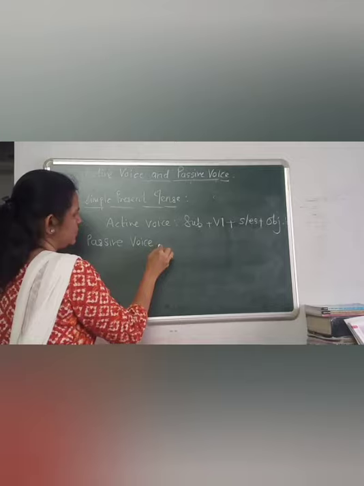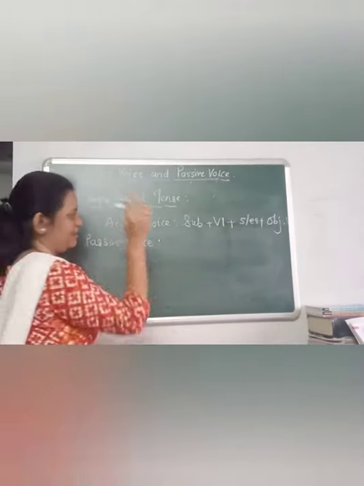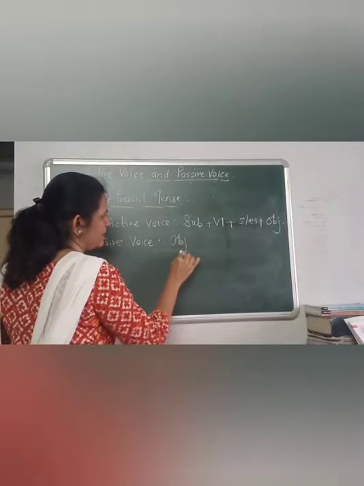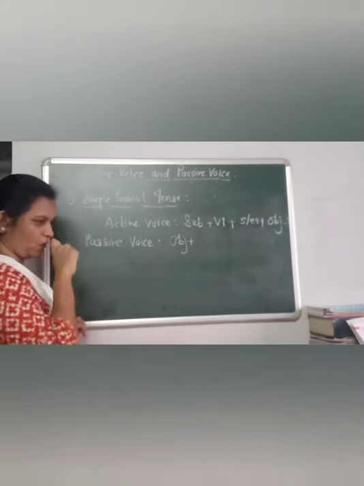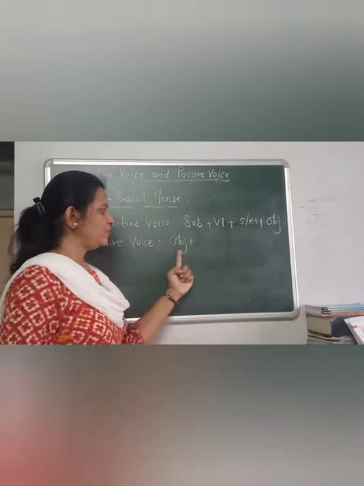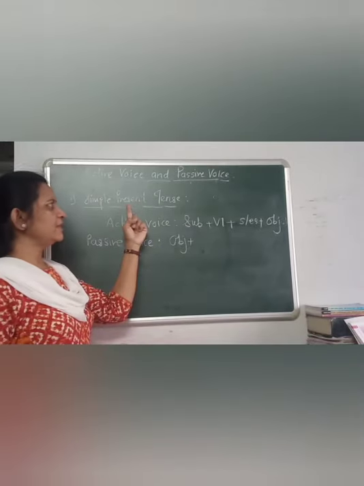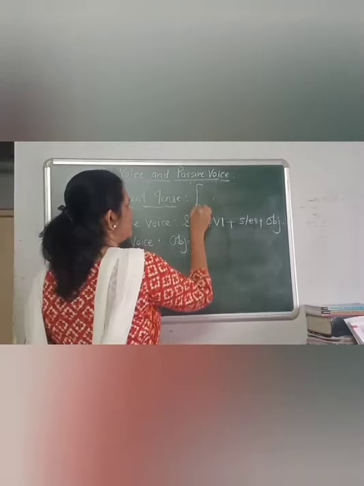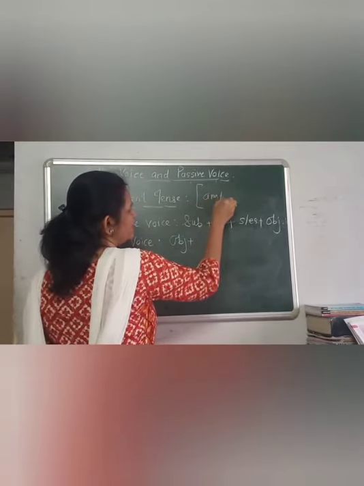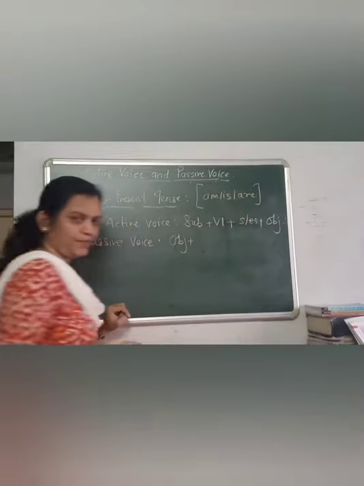Blackboard work is small, please try to understand. Then, passive voice is there. In the beginning of the passive voice, as I told you, what is there? Object is there. Right? After object, we have to use helping verbs or auxiliary verbs. Simple present tense is there, and in simple present tense, which auxiliary verbs are used? Am, is, are. Are you getting me?